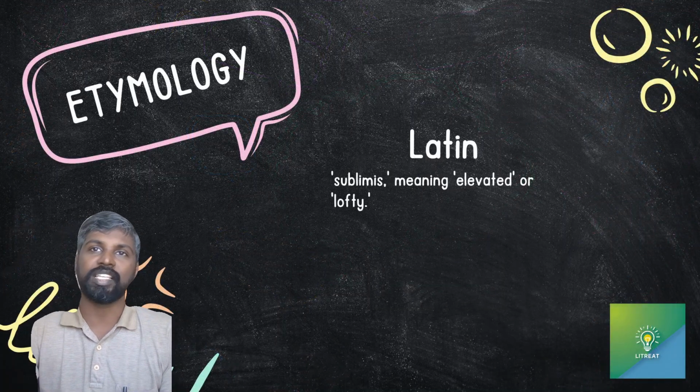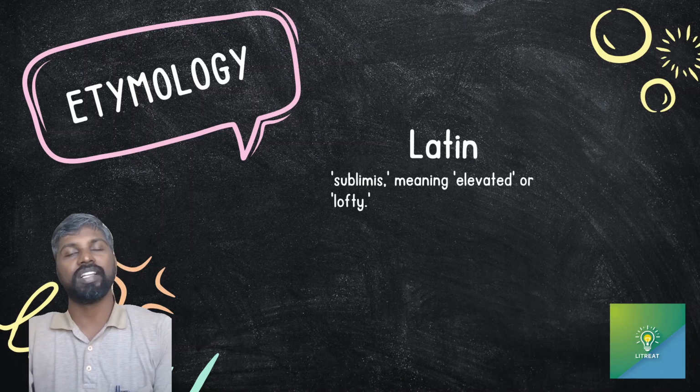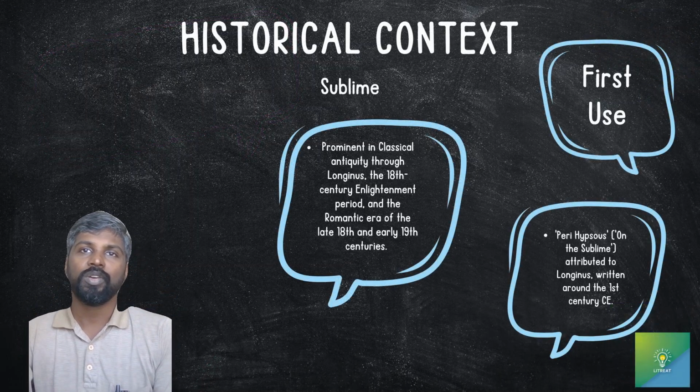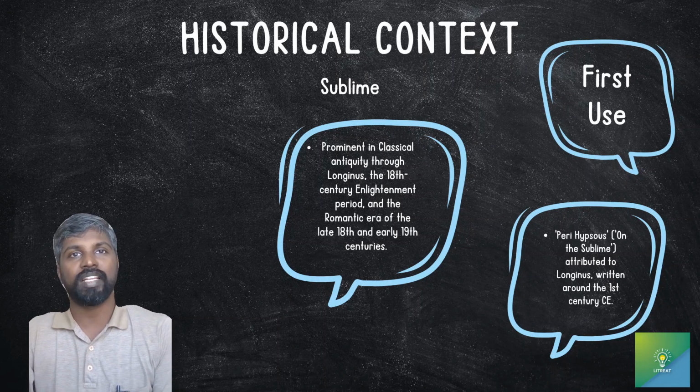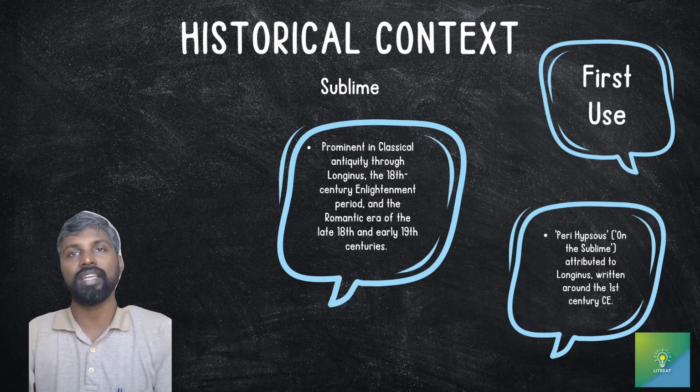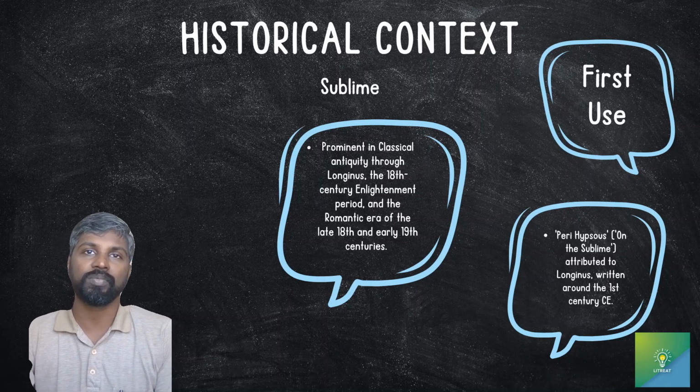Let's examine the sublime. The term derives from the Latin sublimis, meaning elevated or lofty. While the concept of the sublime spans multiple periods, it gained particular prominence during 3 key eras: classical antiquity through Longinus, the 18th century Enlightenment period, and the Romantic era of the late 18th and early 19th centuries.